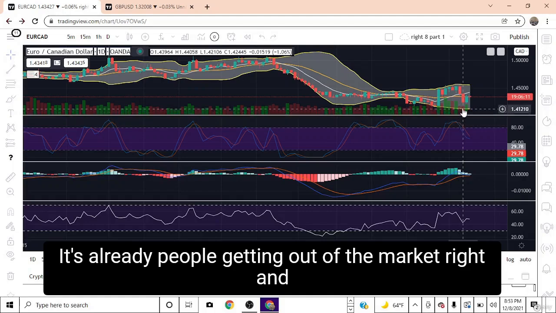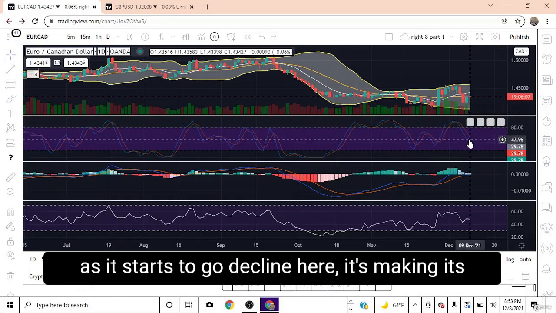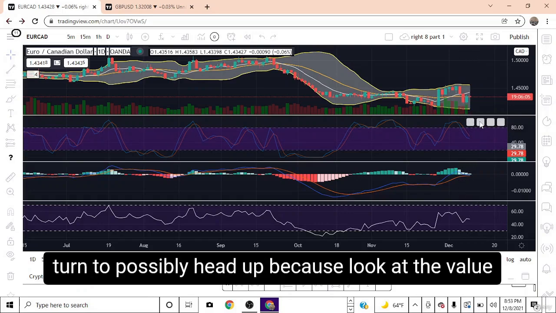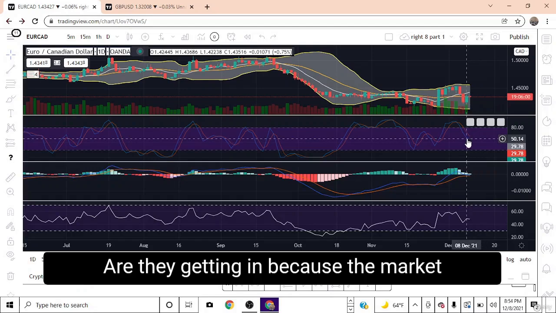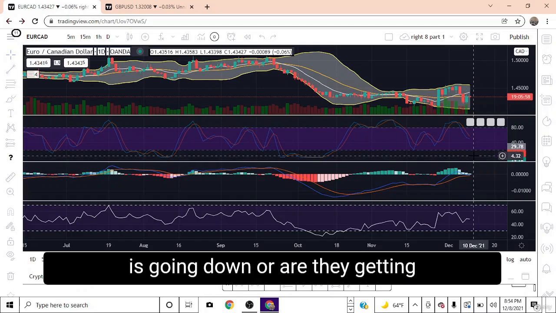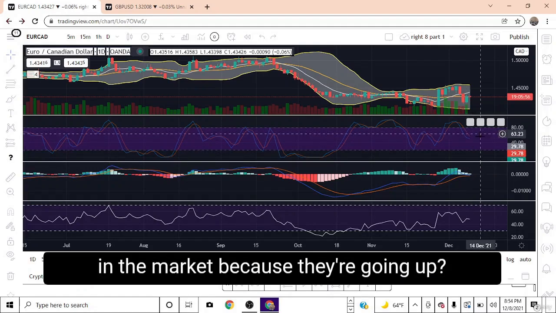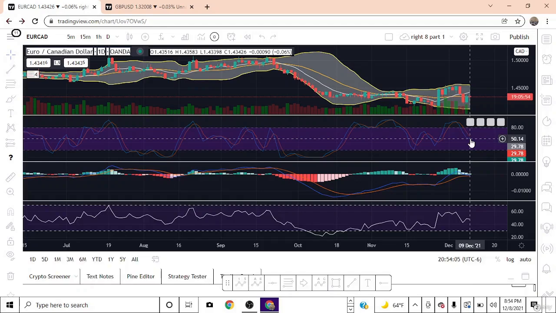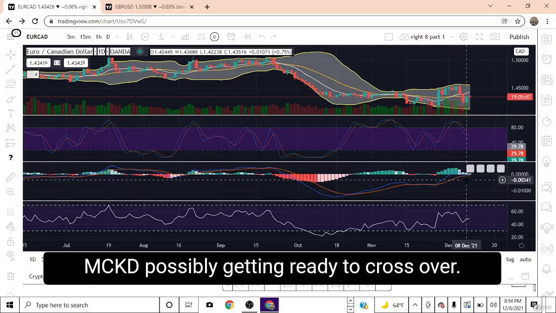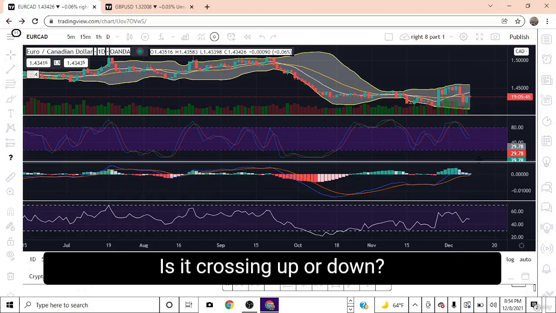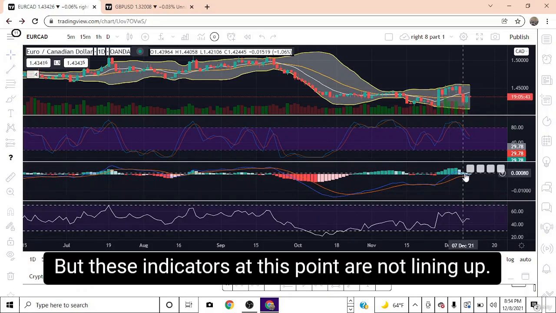It's already people getting out of the market, right? And as it starts to decline here, it's making its turn to possibly head up, because look at the volume of people getting back into the market. Are they getting in because the market is going down, or are they getting in because it's going up? Are they buying or selling at this point? There's a rally going on. Here's a conversion, MACD possibly getting ready to cross over. Is it crossing up or down? But these indicators at this point are not lining up.